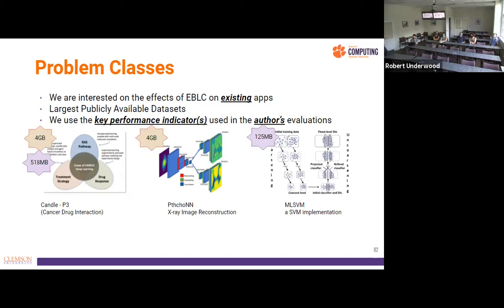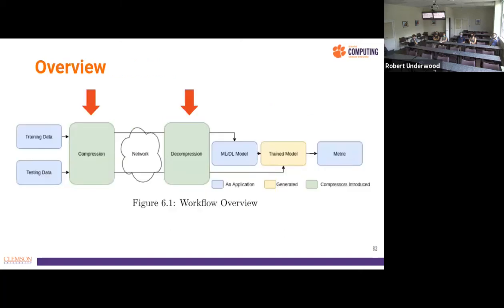The data sets that we have for these applications are the largest publicly available. For CANDLE, that's about 4 gigabytes. For TthreeDNN, which is that X-ray image reconstruction application, we have about 4 gigs of data. We have smaller buffers for 2 other problems as well.